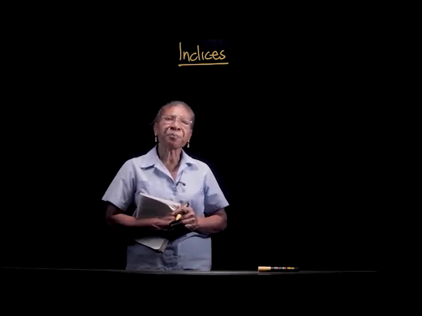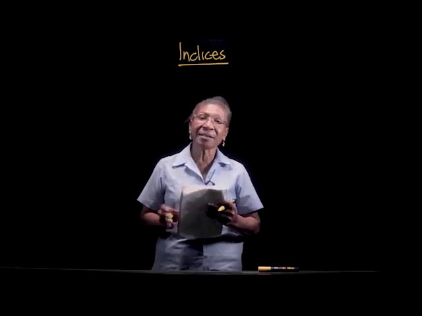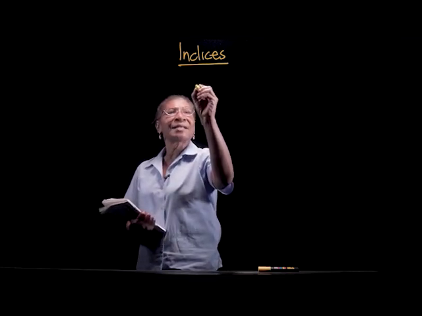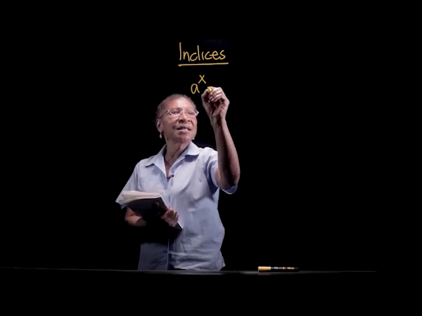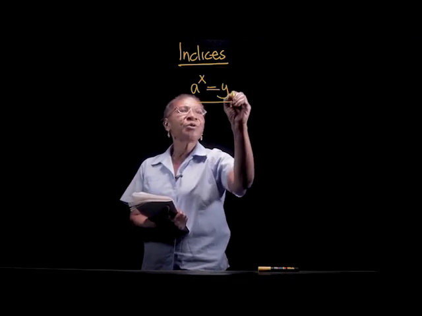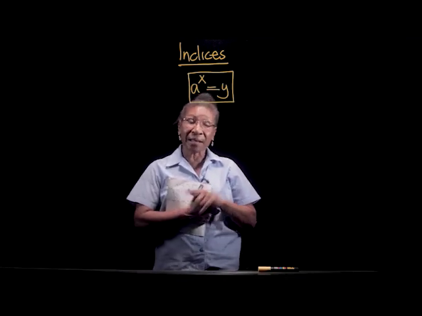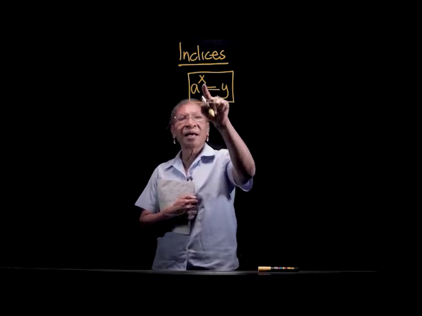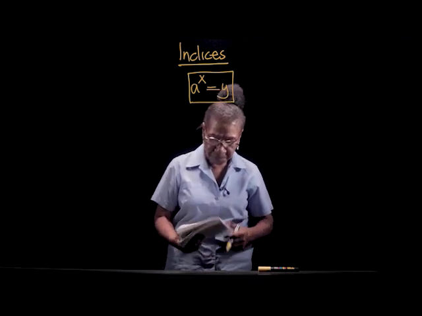What does it mean? In mathematics, we look at indices as a power. For example, it is written as a to the power of x is equal to y. X is the index. Indices is the plural. A is the base, x is the index, and y is the result.